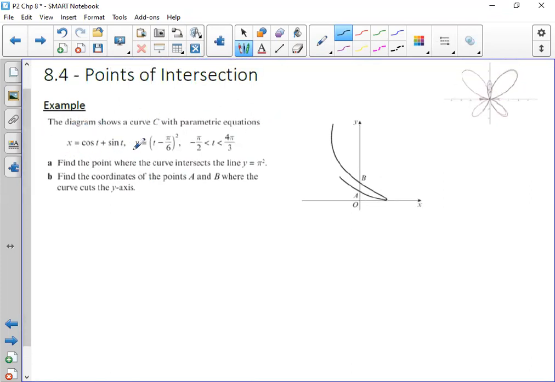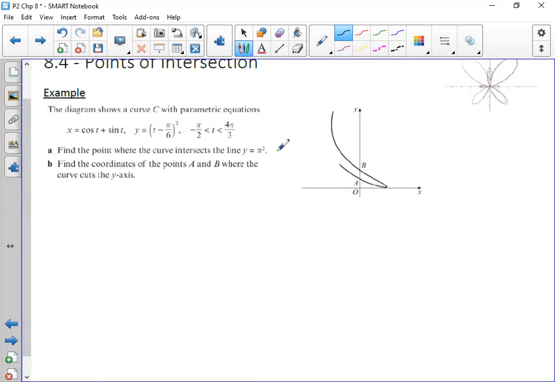Anyway, example: the diagram shows a curve C with parametric equations x equals cos t plus sine t and y equals (t minus pi over 6) squared, where t is between minus pi over 2 and 4 pi over 3. Find a point where the curve intersects with the line y equals pi squared. They even gave you the line y equals pi squared. That means when y equals pi squared.